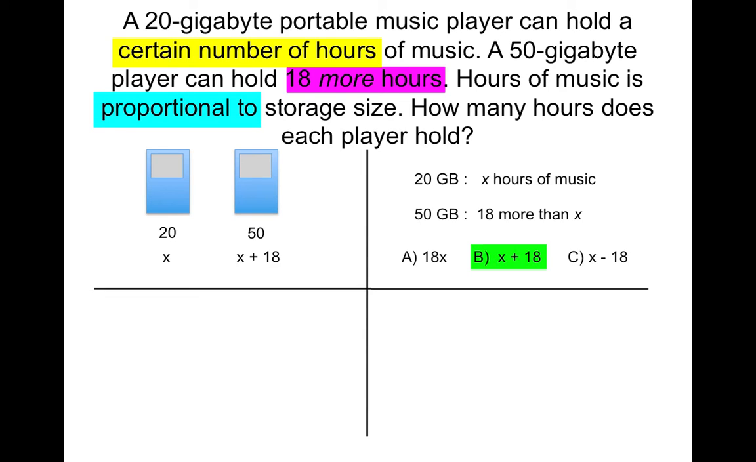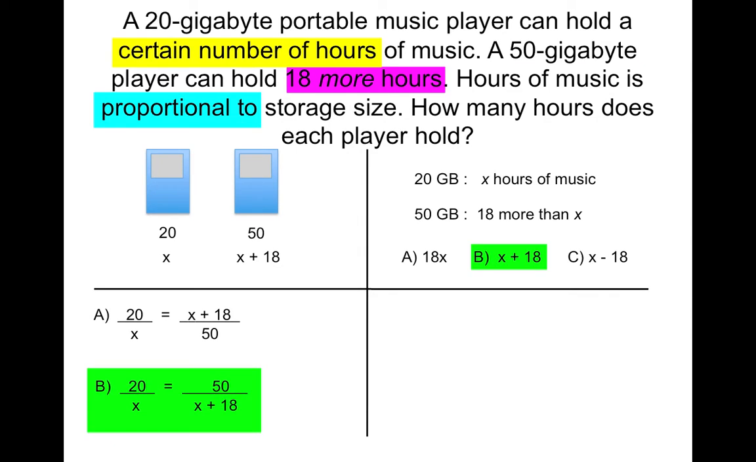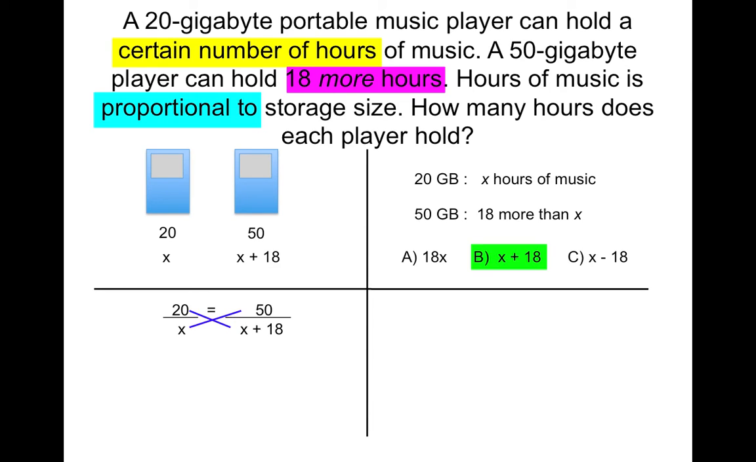The problem also tells us that hours of music is proportional to storage size. When you see proportional to or in proportion, what it's trying to tell you is that the quantities make equivalent fractions. How do you think it would make sense to set up equivalent fractions for this problem? If our fraction is gigabytes over hours on the left, to be equal, it has to be gigabytes over hours on the right. We'll solve the proportion by cross-multiplying. 20 times the x plus 18 and 50 times the x. Can you solve this equation for x?